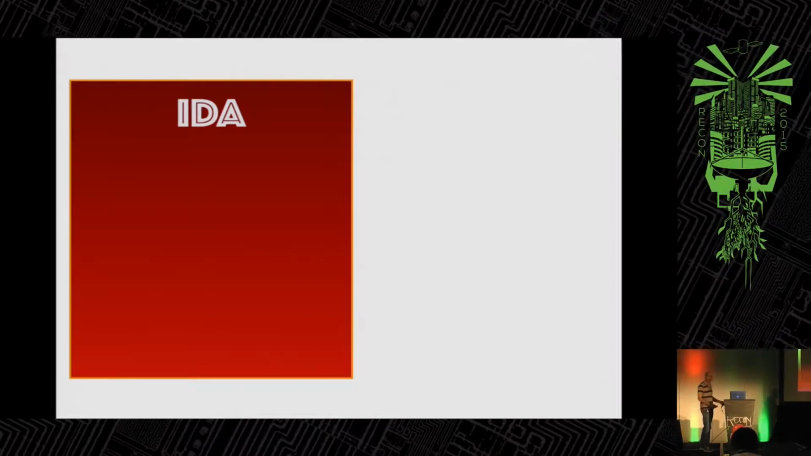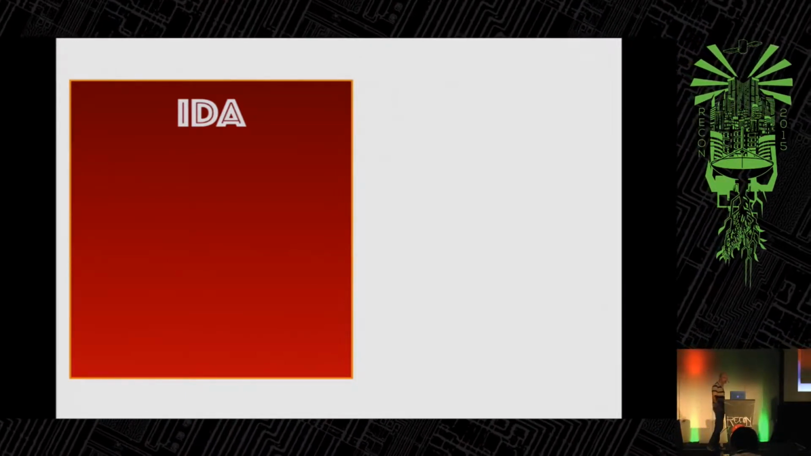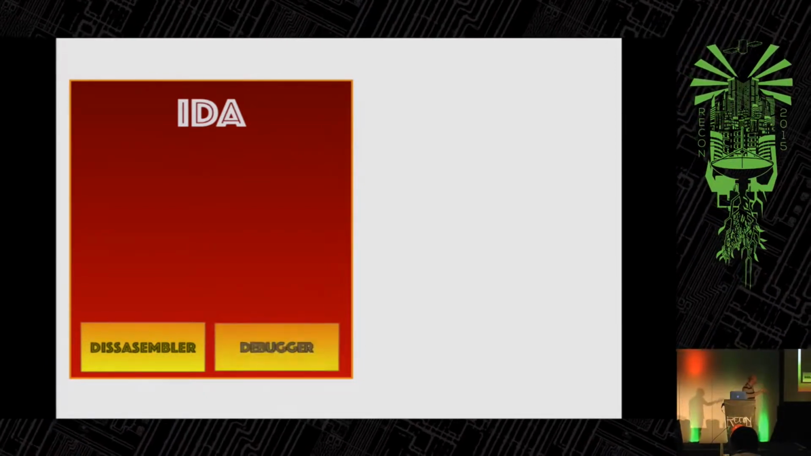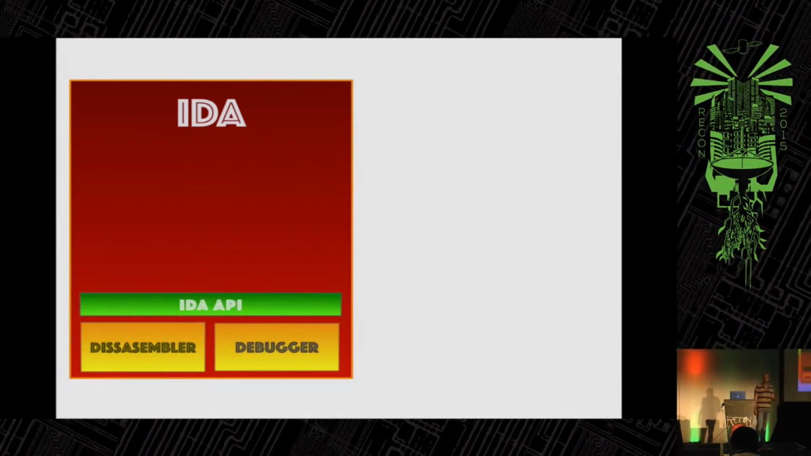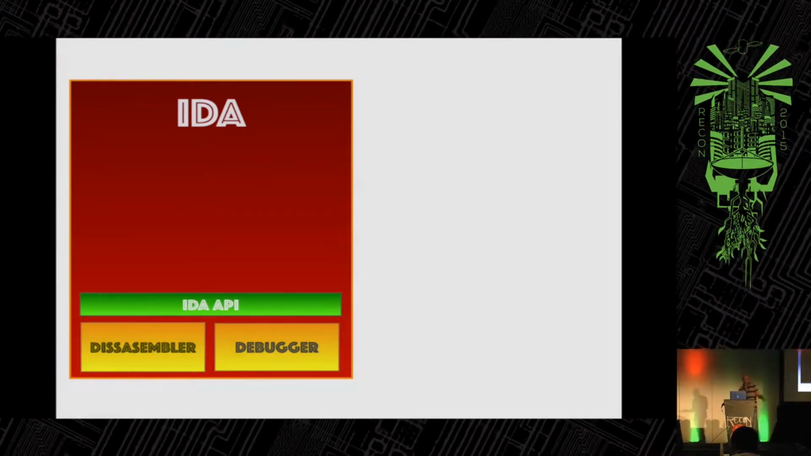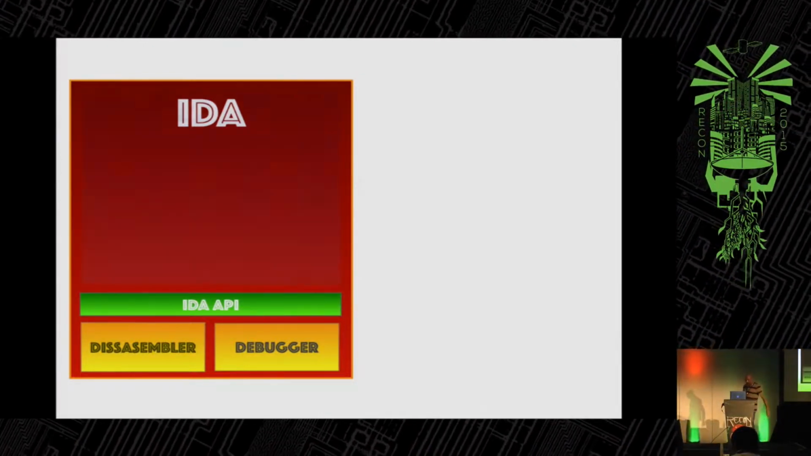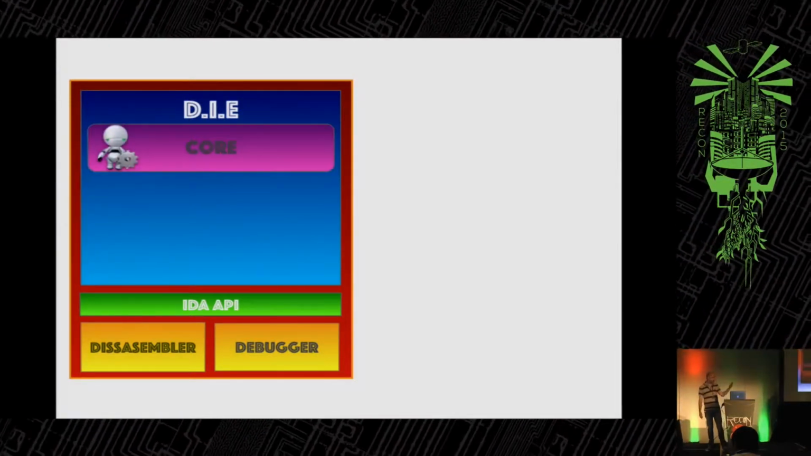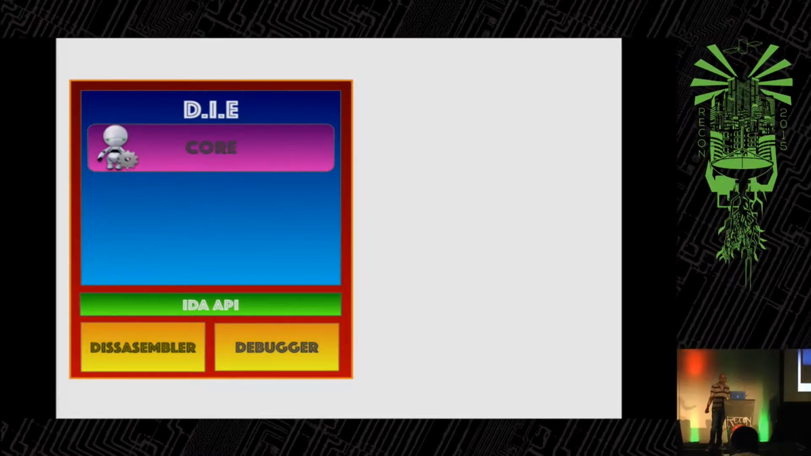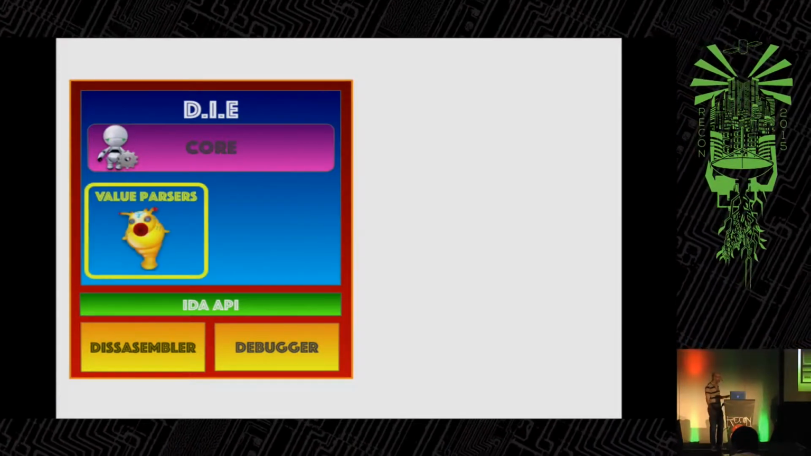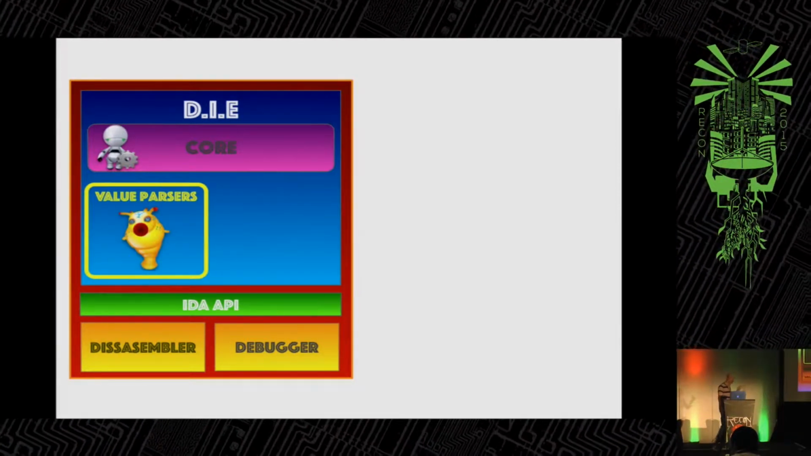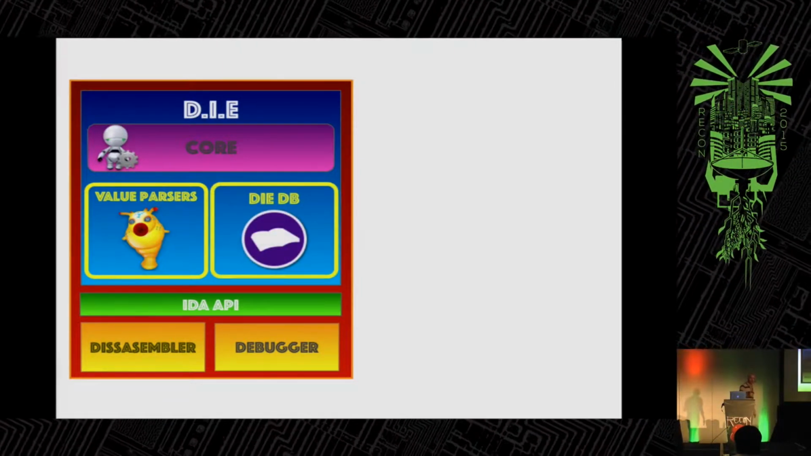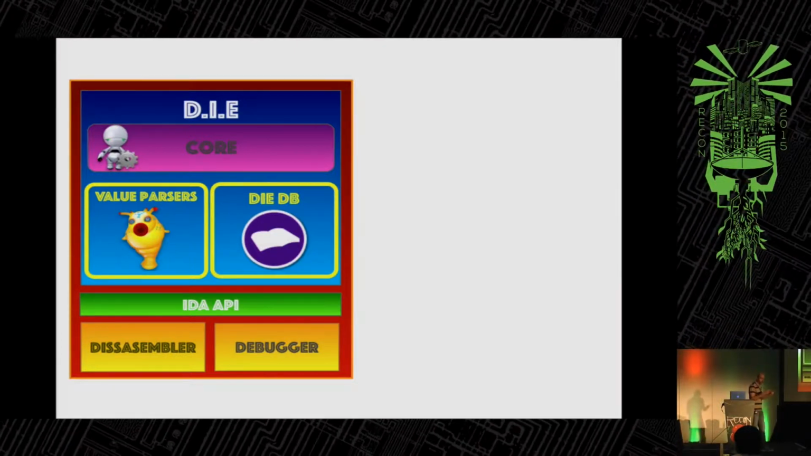I prepared this nice illustration to show you how DIE exactly works. So this is our IDA. And inside IDA, we have our disassembler, and we have our debugger. And on top of both of these, we have the IDA API, which lets us access everything, of course, as you've seen before. So now we have DIE, and DIE is a plugin for IDA. It has the DIE core, which holds all the logic. And it also has two very important parts. One would be the value parsers. This is the plugin framework I was talking about. And another will be DIE-DB, where all the parsed values will be stored.